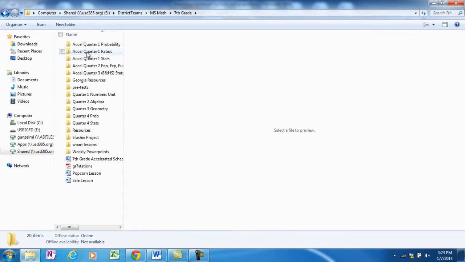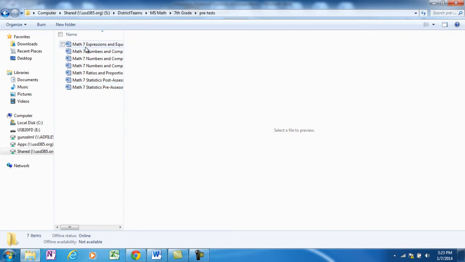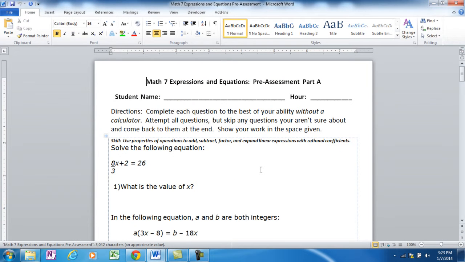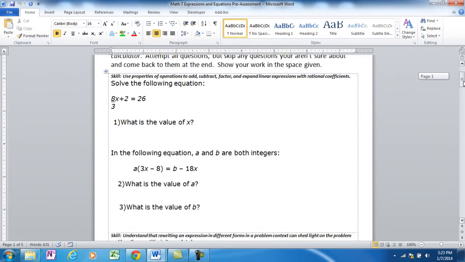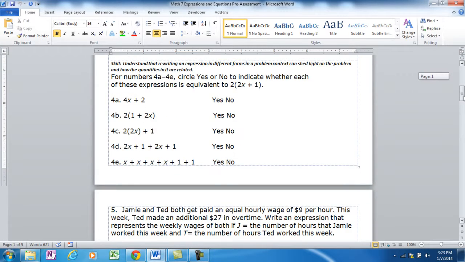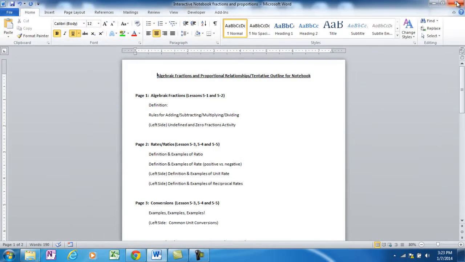Our next task was to move to the classroom level and begin writing pre-tests. We worked together to write some common pre-tests and post-tests. We share those again on our shared drive so that teachers can access them at the time that they see fit.